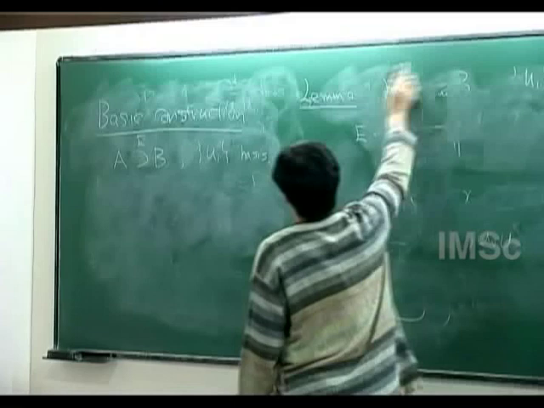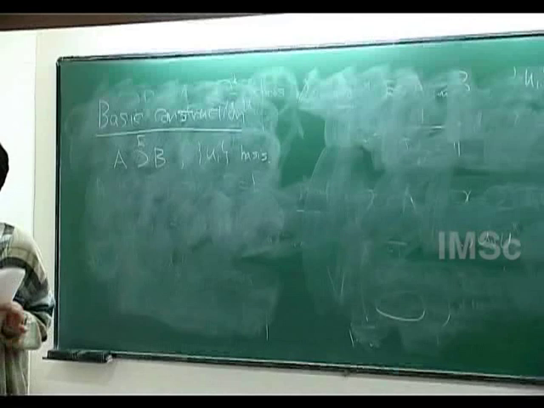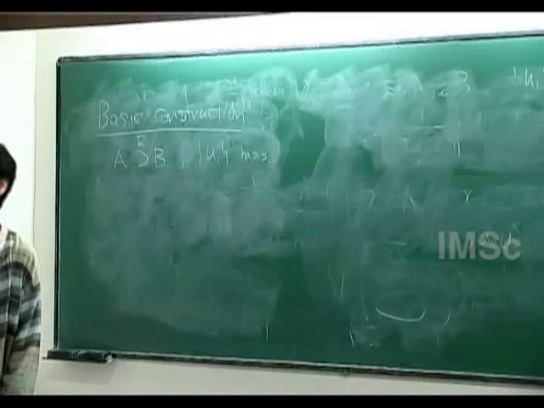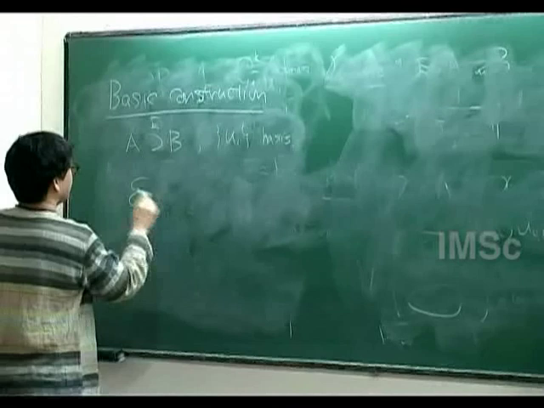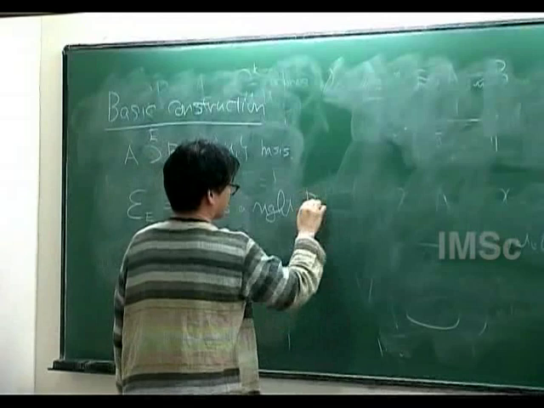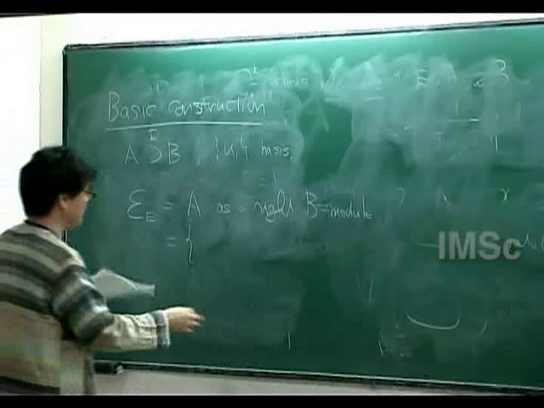Today I'm still in the C-star algebra setting. The basic idea is of course the same as Bohm already told us yesterday, but I'll give you the details. Since A is a right B module, I use a different notation for A as a right B module, and I also use this. For an element, just to avoid confusion, I use a different notation for it.